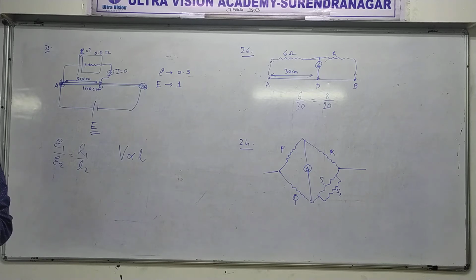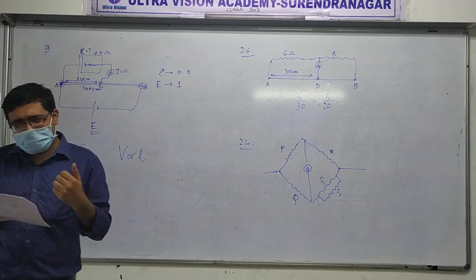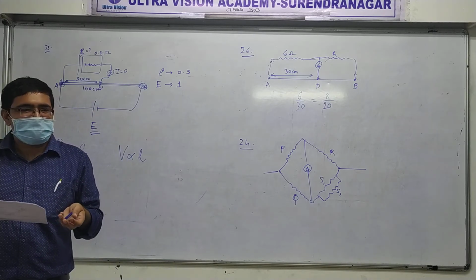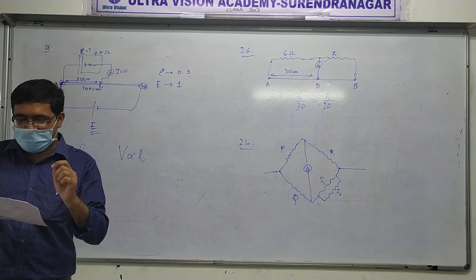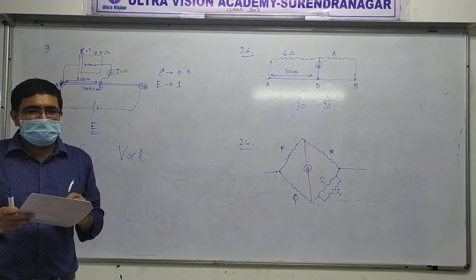Okay. Next question. In the given circuit, if a meter bridge question comes, there is only one difficult variation of meter bridge possible.